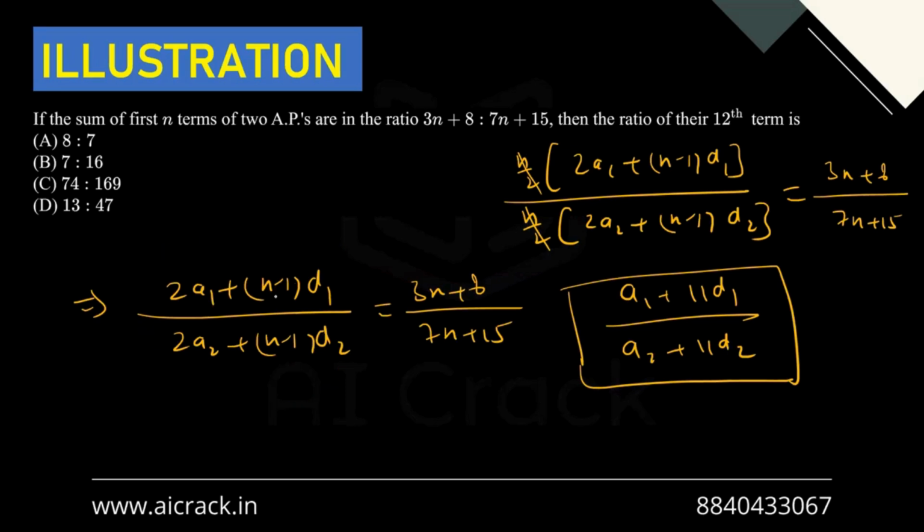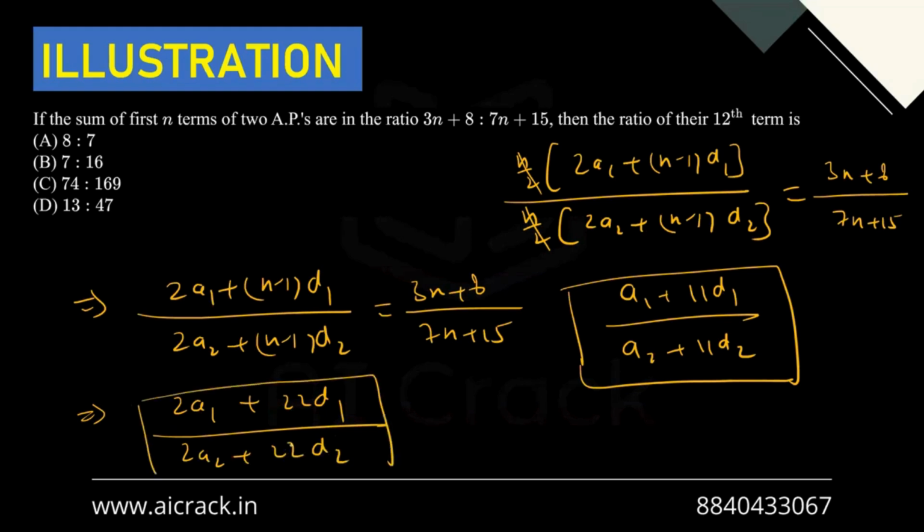Imagine if I put n equals 23 over here. What will I get? (2a1 + 22d1) divided by (2a2 + 22d2). Now, if I divide this entire expression by 2 in both numerator and denominator, I'll get the same expression, right? This 2 gets cancelled out, and 22 becomes 11 over here, in both.